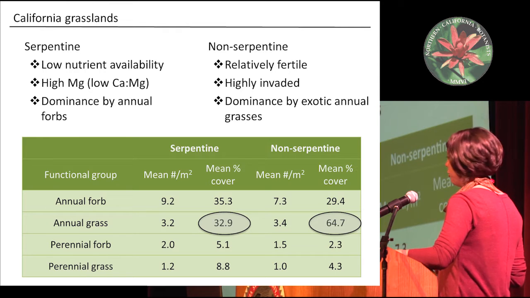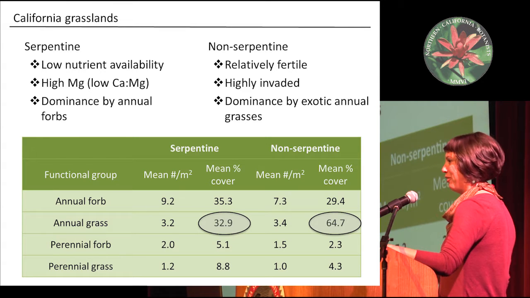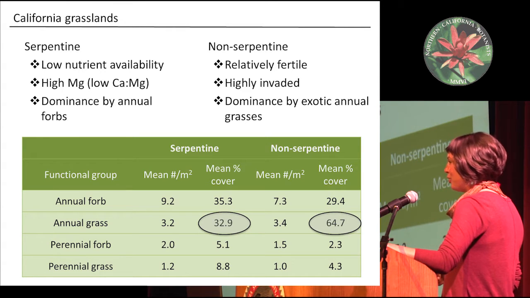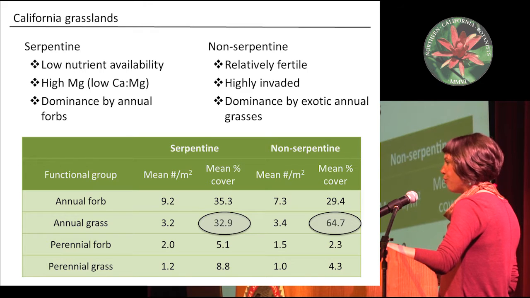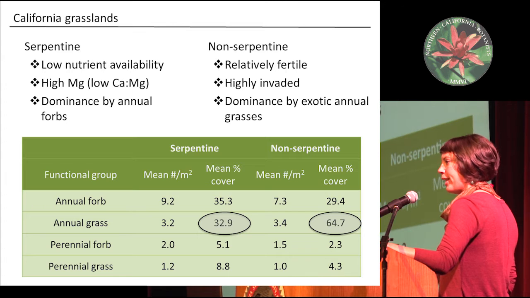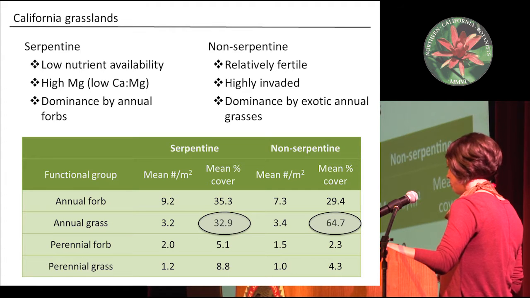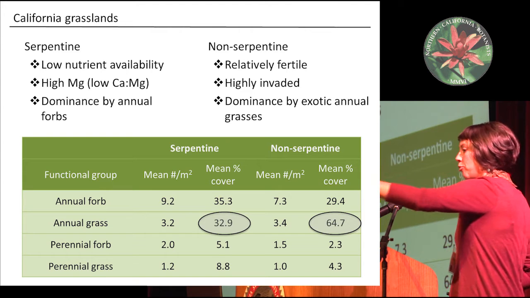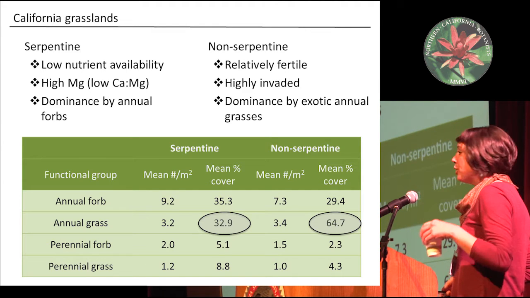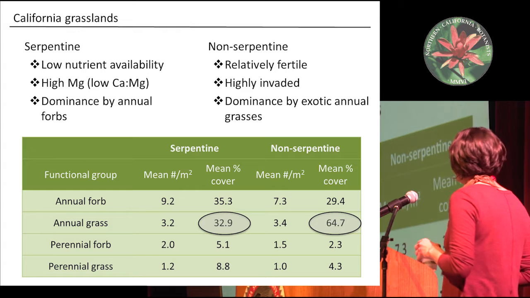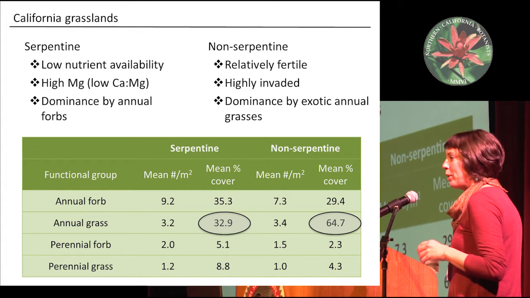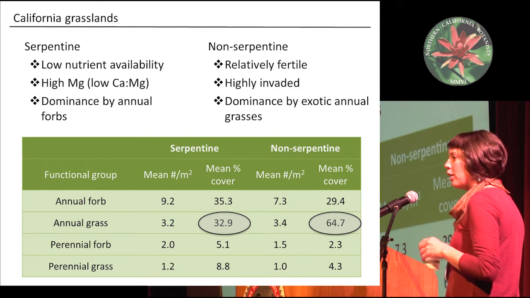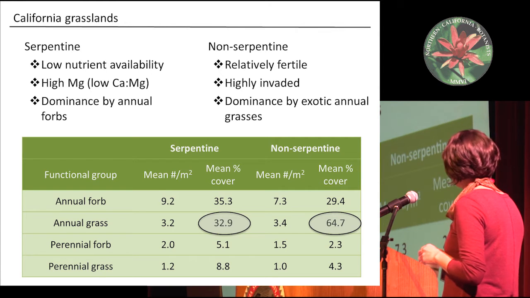For those of you not familiar with serpentine soil, which is probably very few here, it's really low in nutrient availability. It's low in nitrogen, phosphorus, and especially calcium. It's high in magnesium, so it has this characteristically low calcium to magnesium ratio. And they're dominated by annual forbs, as you've seen. Non-serpentine, in contrast, is relatively fertile, highly invaded by a lot of Avena, Bromus, and other species like that.